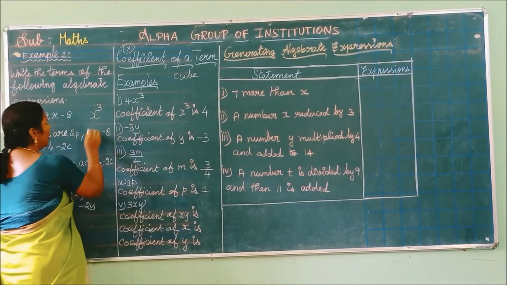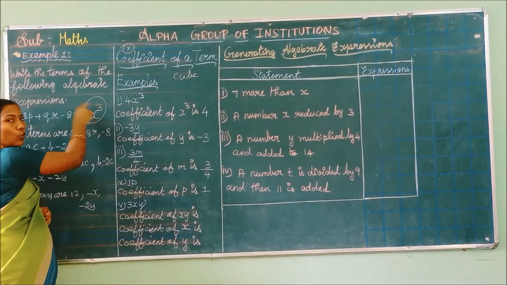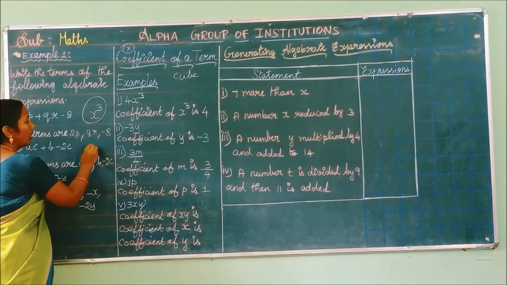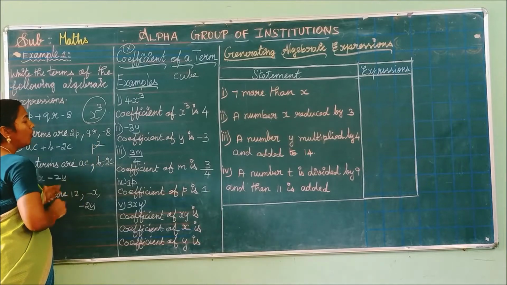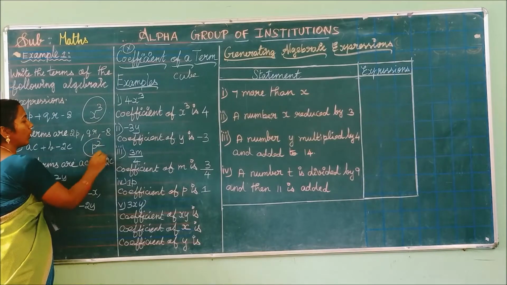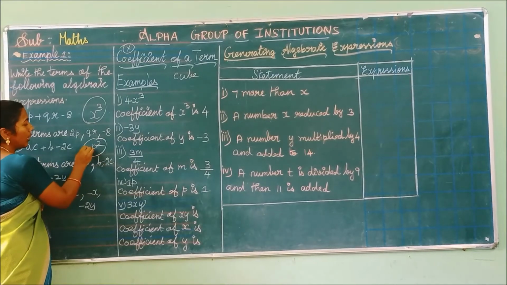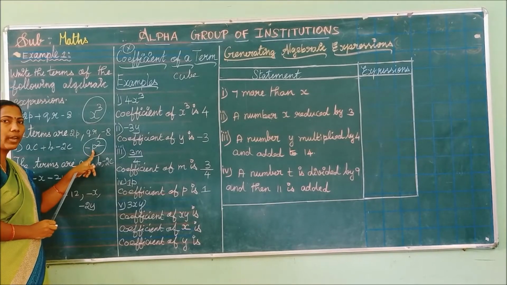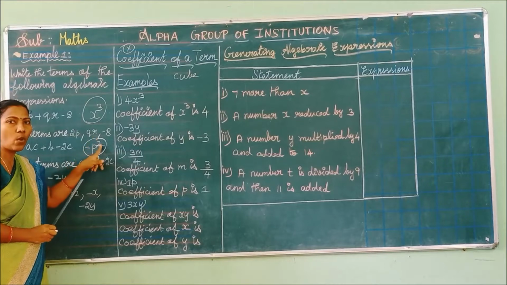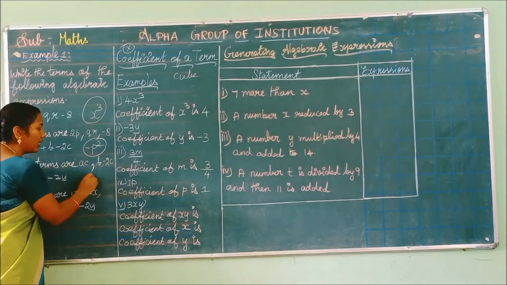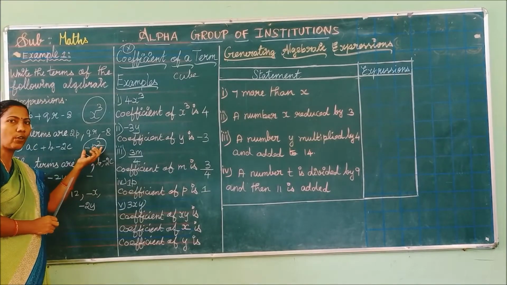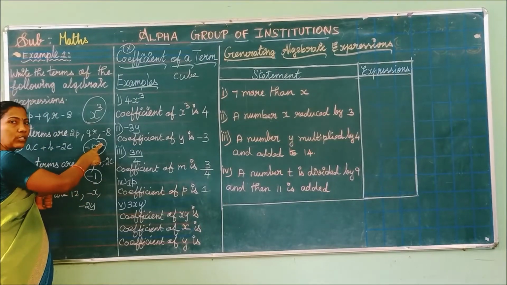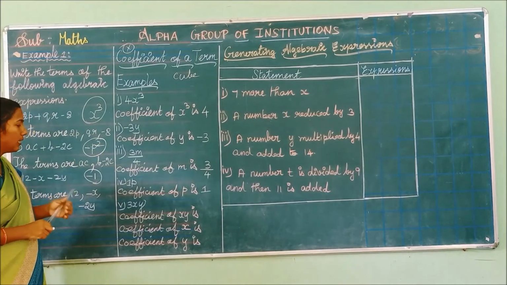Suppose you have a variable like this, x cube. What is the coefficient of x cube? 1. Suppose you have p square. What is the coefficient of p square? 1. Suppose you have the expression minus p square. What is the coefficient of minus p square? Minus 1. Don't write only the symbol minus as the coefficient of p square. Minus 1 is the coefficient of p square. I hope you understand. See the next one.